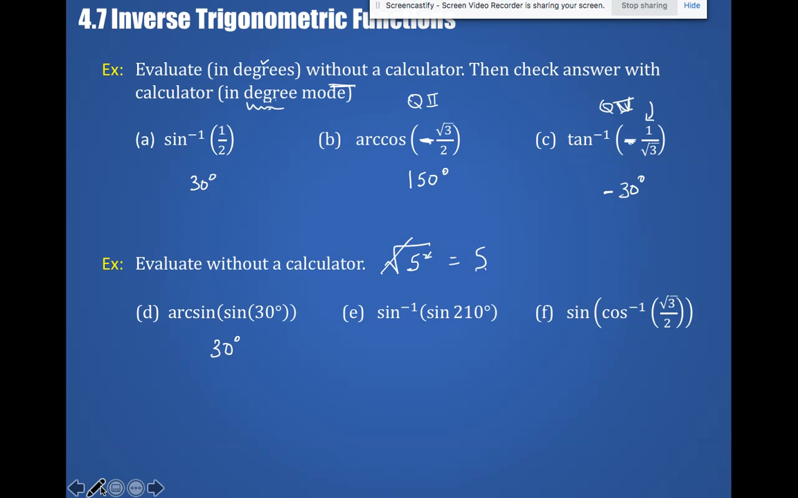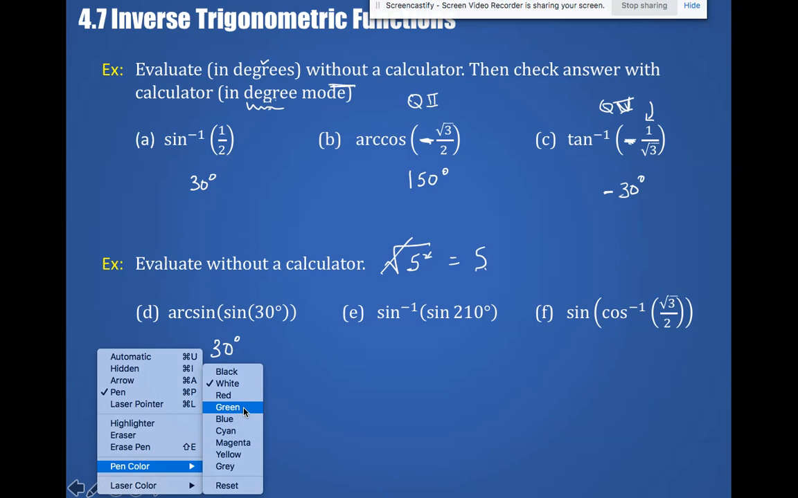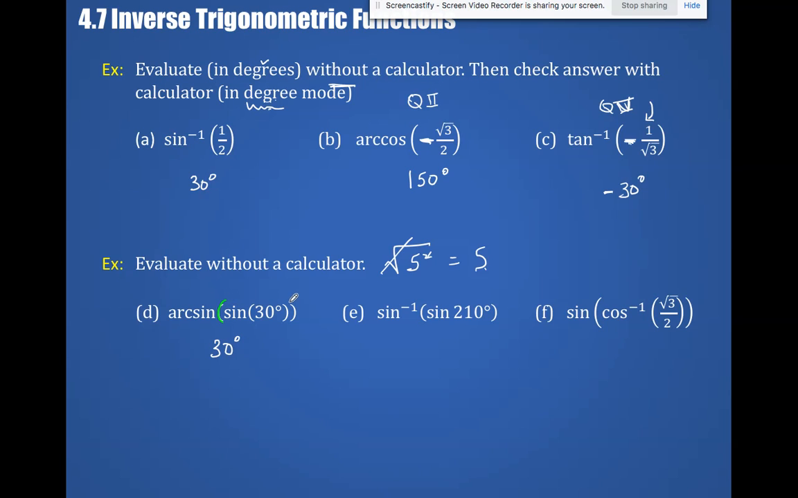And again, if you think about stepping it out, if you work inside out like Aunt Sally taught you to do, the sine of 30 degrees is 1/2. And then the inverse sine of 1/2 is 30 degrees, right? So if I realize inverse sine and sine will undo one another and just drop out the 30, I can kind of skip that step.